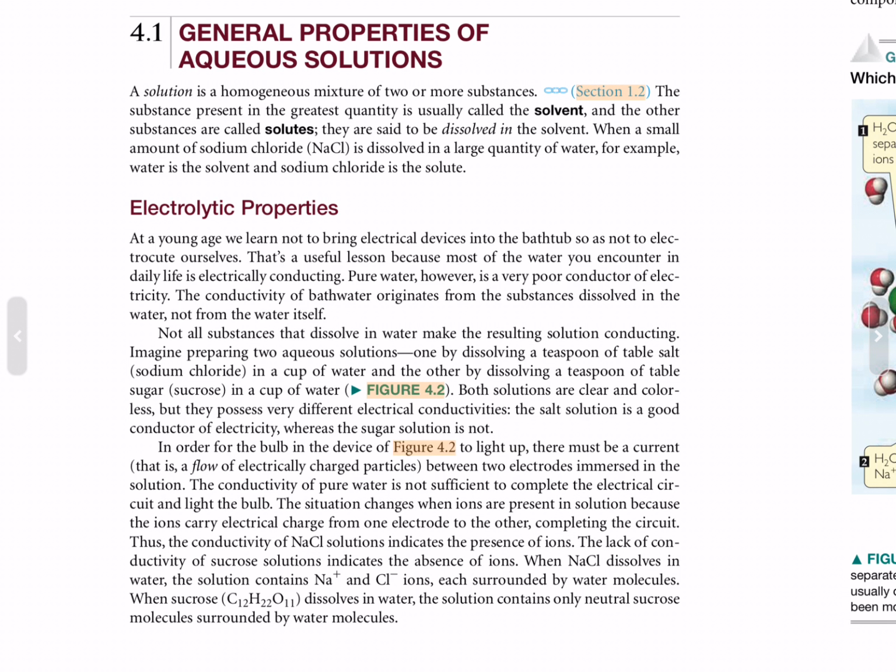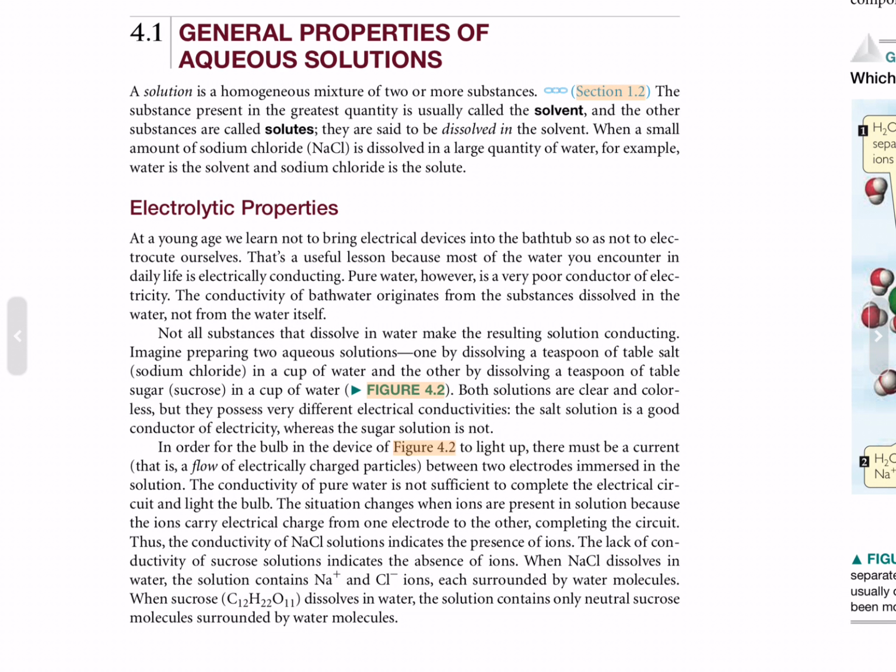In order for the bulb of the device to light up, there must be a current, that is, a flow of electrically charged particles between two electrodes immersed into the solution. The conductivity of pure water was not sufficient to complete the electrical circuit and light the bulb. The situation changes when ions are present in solution because the ions carry electrical charge from one electrode to the other, completing the circuit. Thus, the conductivity of sodium chloride solutions indicates the presence of ions. The lack of conductivity of sucrose solutions indicates the absence of ions.